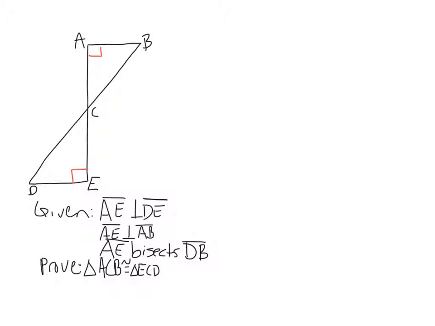Wonderful so far. Now, there's something new there. It says AE bisects BD. And you might be saying, well, Mr. Allen, I know what bisecting means. We dealt with that with angles. Correct. But when a segment bisects another segment, it splits that segment in half. So if AE is bisecting BD, it's splitting BD. That means I get DC and BC to be congruent. Okay, that's exciting stuff.